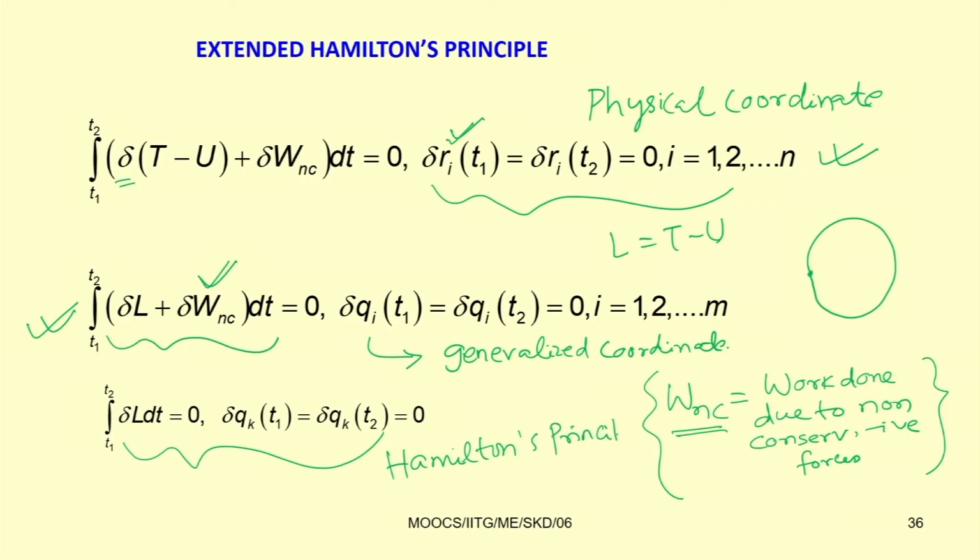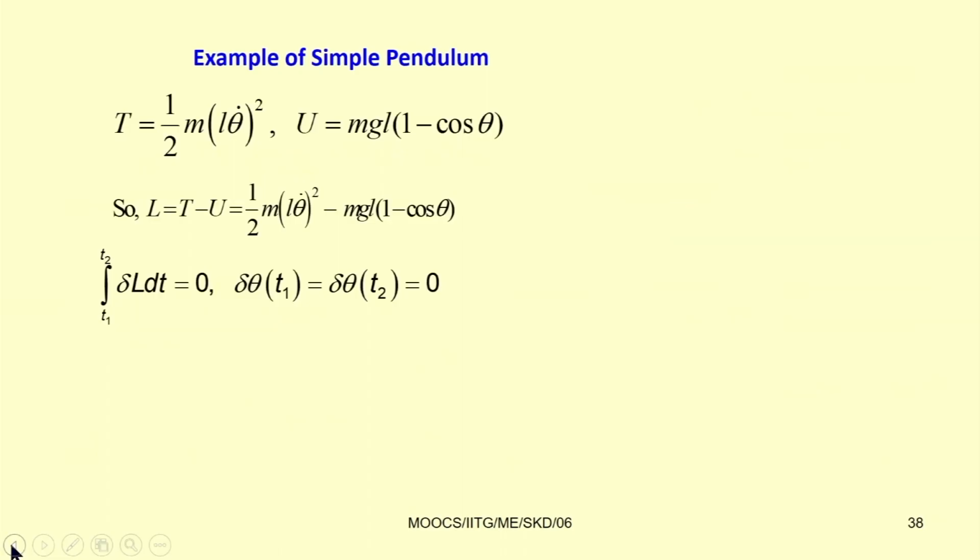So, according to Hamilton's principle, the integral from t1 to t2 of delta L dt equals 0. Let us see this with an example. We can take the example of the simple pendulum, the same example, and derive the equation of motion by using Hamilton's principle.